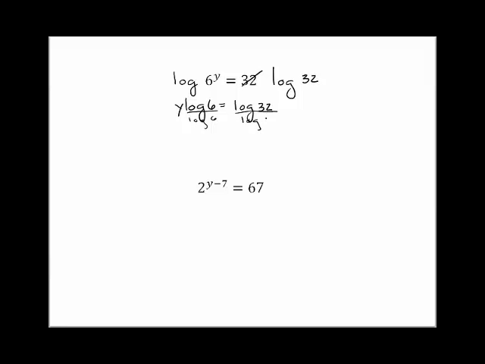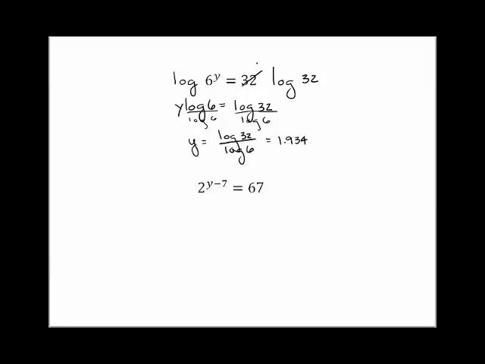Now let's rewrite the equation, and this is the format that I'll use in the future. We have y left alone on one side, and what we have left over is log of 32 divided by the log of 6. Now if you put that into your calculator, log of 32 divided by log of 6, you will get an answer that is about 1.934. So you've solved for y.